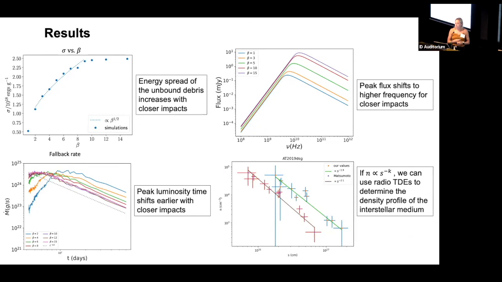Lastly, on the bottom there, I used that synchrotron emission model along with flux and frequency observations from radio TDEs. When you plot them, if you assume that the density profile goes as a power law in n, then you can potentially constrain that density profile after calculating the density, and S is the radius of the emitting region.